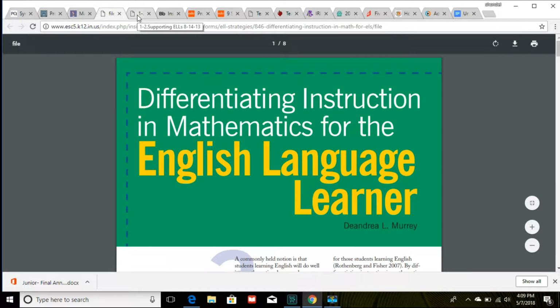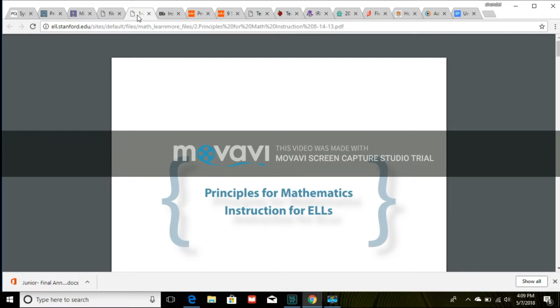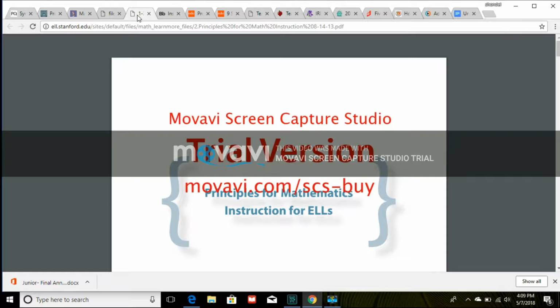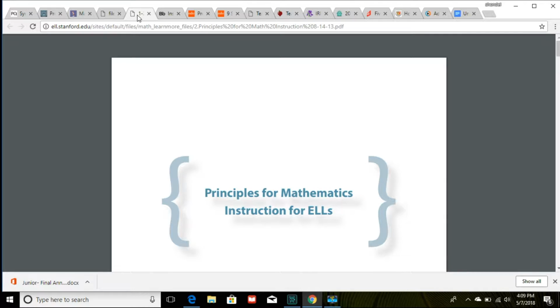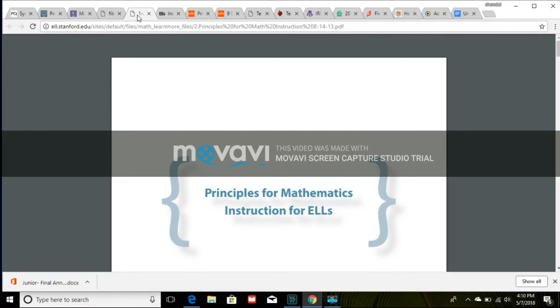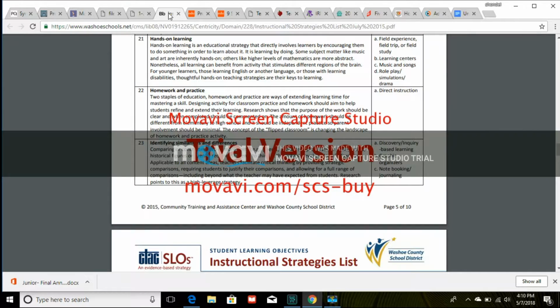Now we're going to move on to the next PDF, which is Principles for Mathematics Instruction for ELL Students. This one is just a PDF with instructions for some principles, followed by the Common Core. This also talks about principles pertaining to specific language and the terminology and all the uses in mathematics. Let's go ahead and move on to this next PDF.